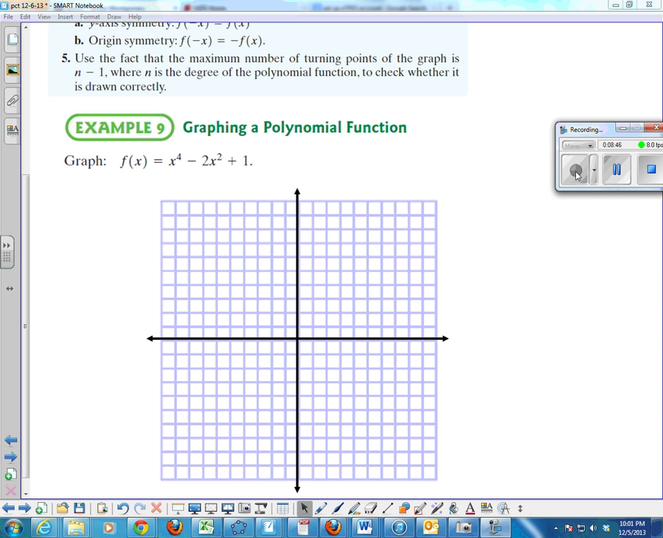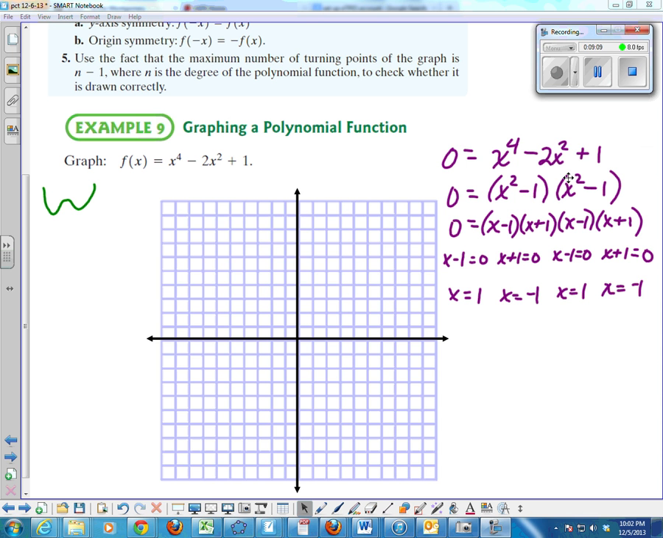Okay, so per step 1, we need to consider the end behavior. If you look here, we've got even degree and leading coefficient that's positive. So we would expect this to look like a W. Step 2 is going to be to find the x-intercepts. Remember, that's plug in y equals 0 and factor. I'll do that next. All right, here's my work for factoring.